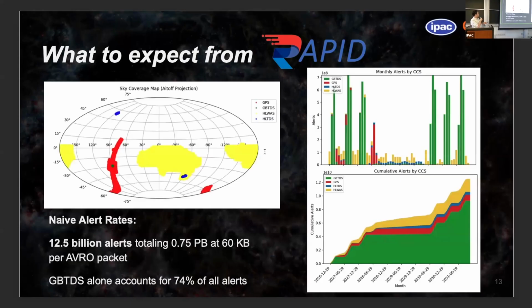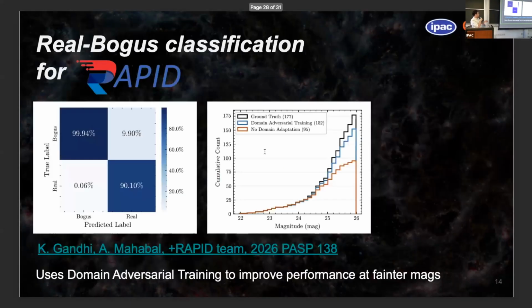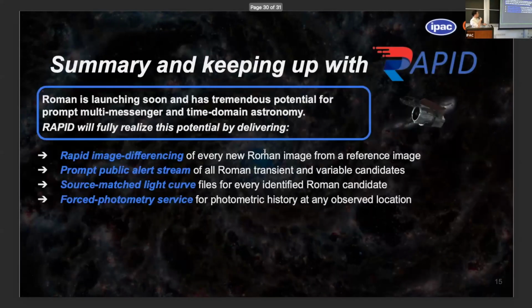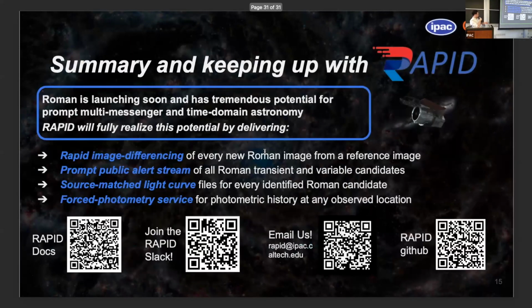I'll skip this and then just say, I want to highlight some of the machine learning work. Our real bogus initial classifier is published and available now, and we have a summer student, Ayush Kulur, who has a poster at this session as well on some of the latest improvements and updates we're doing there. So I'll just leave up all of the ways you can get in touch with us and take any questions. Thank you.